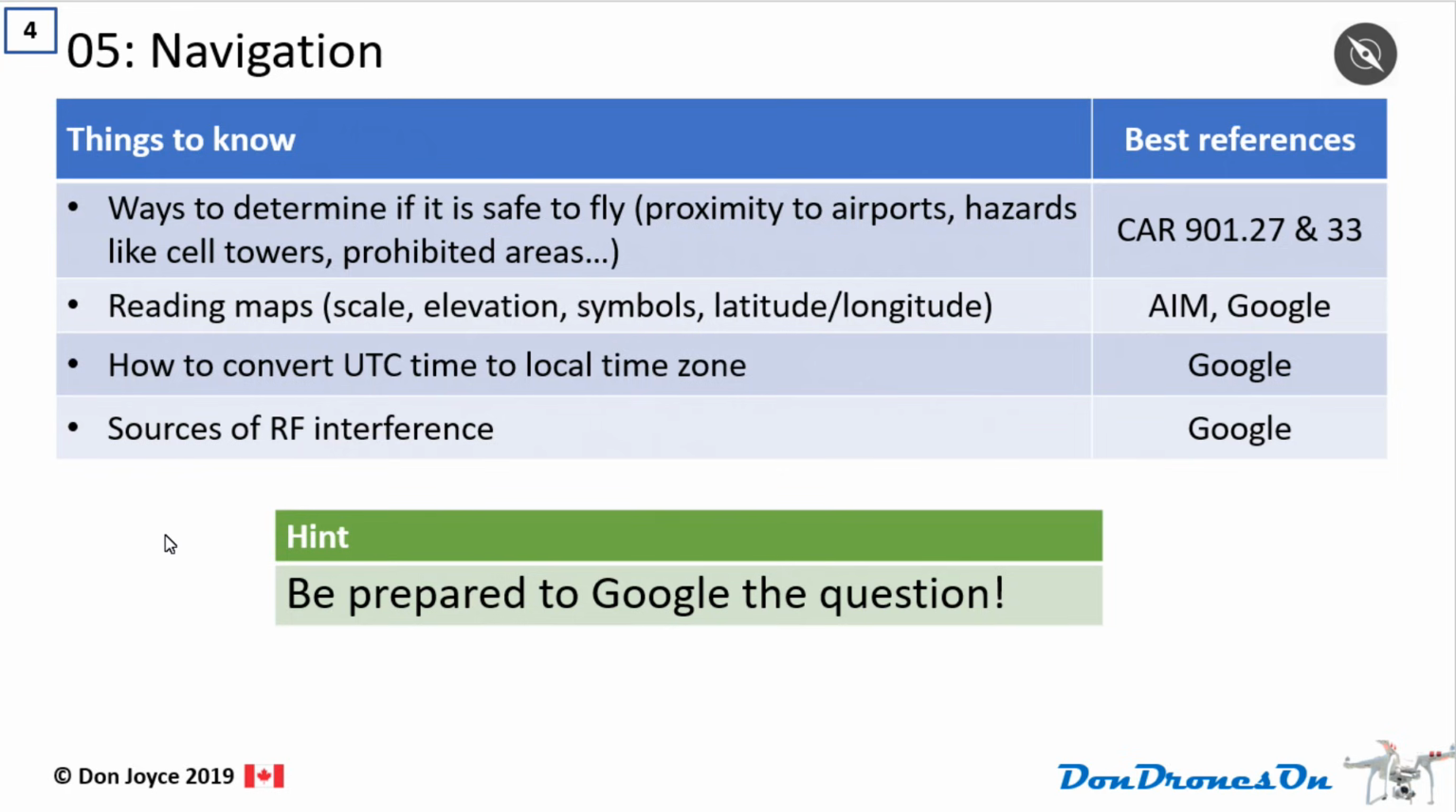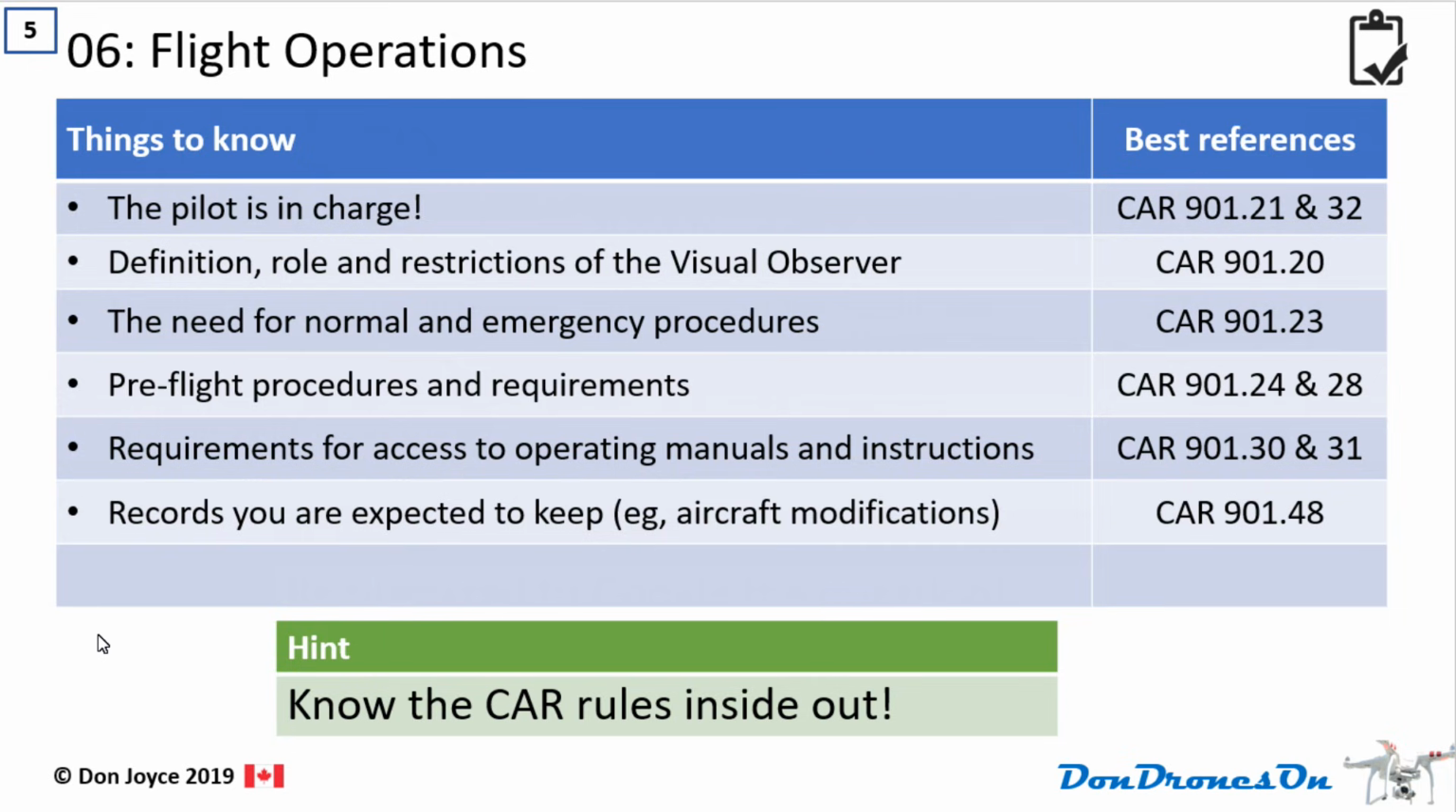Knowledge area number 6 is flight operations, and a lot of drone specific, or at least drone regulation specific, requirements in this area. These are more of the administrative things around flying your drone. Things like knowing who's in charge. So if you have a pilot and a visual observer, the pilot is always in charge. All right? They have the cool hat after all.